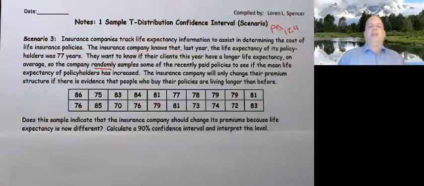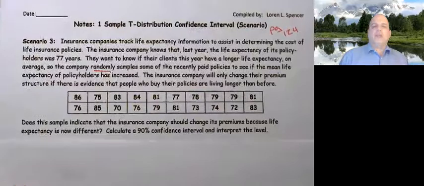Does this sample indicate that the insurance company should change its premiums because life expectancy is now different? Calculate a 90% confidence interval and interpret the level.